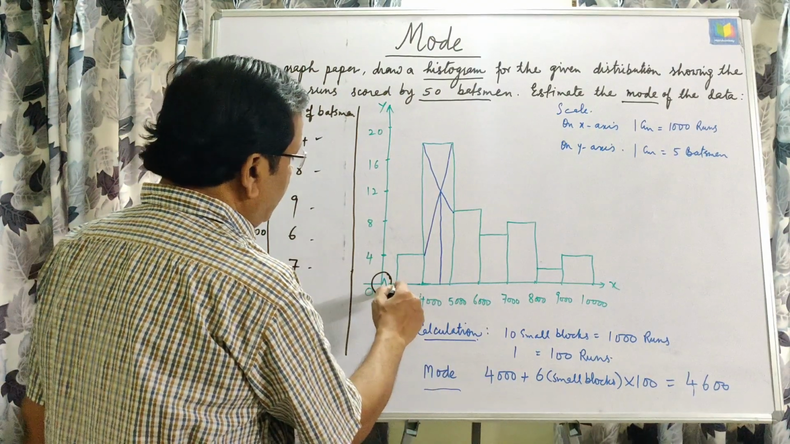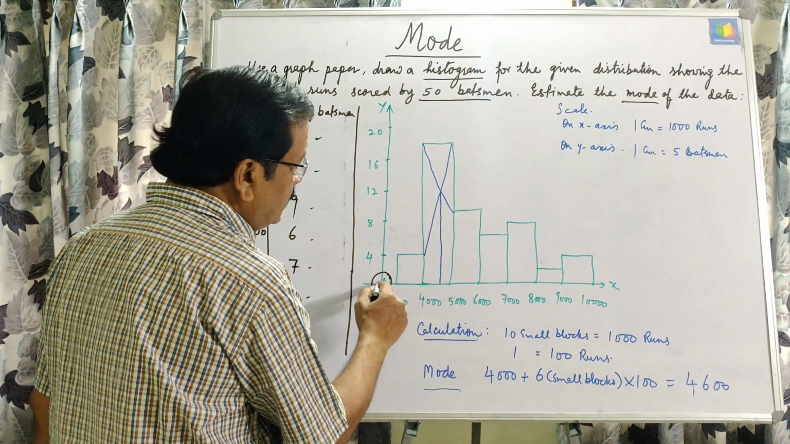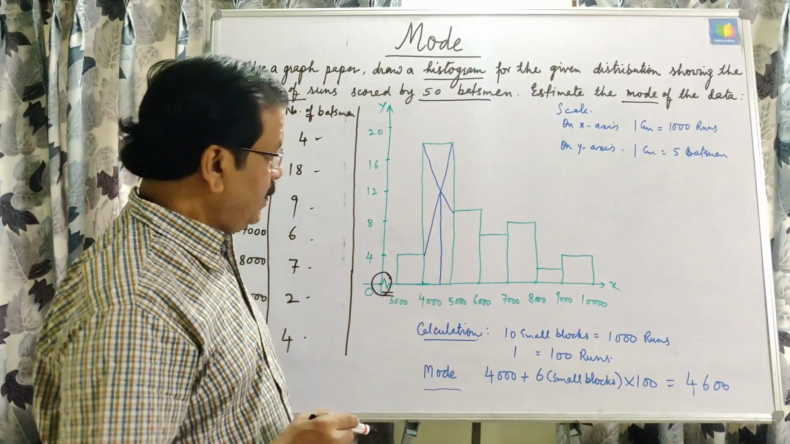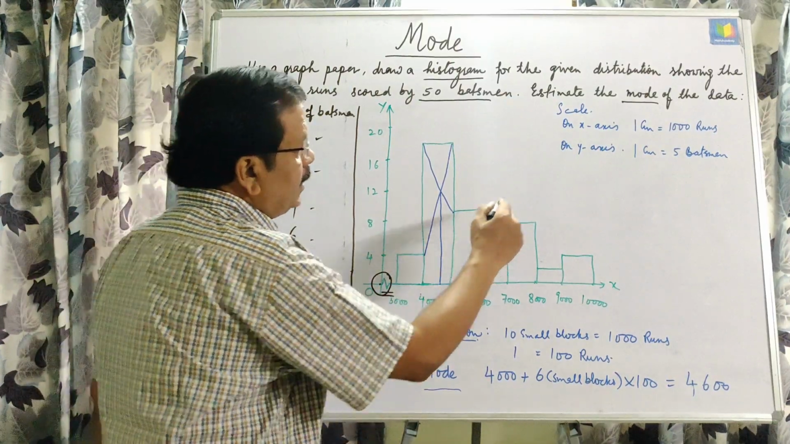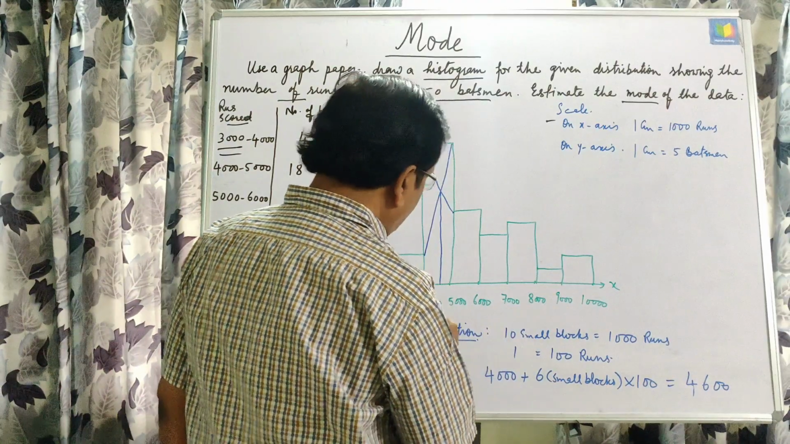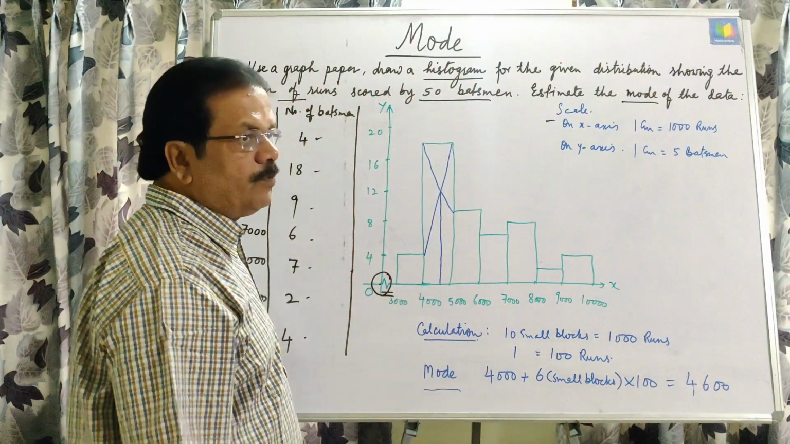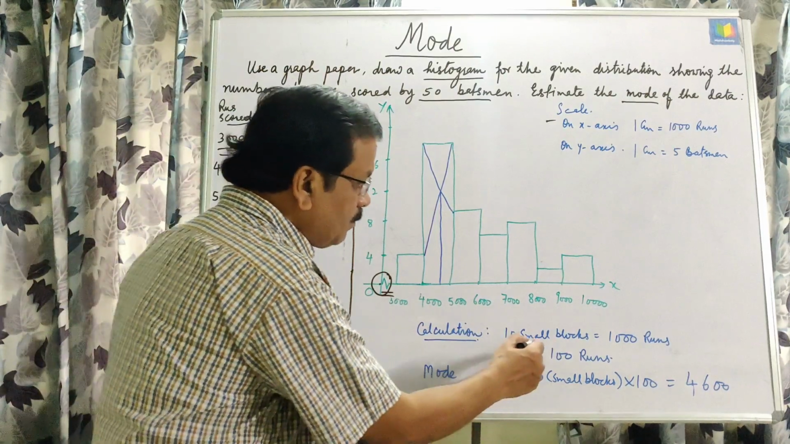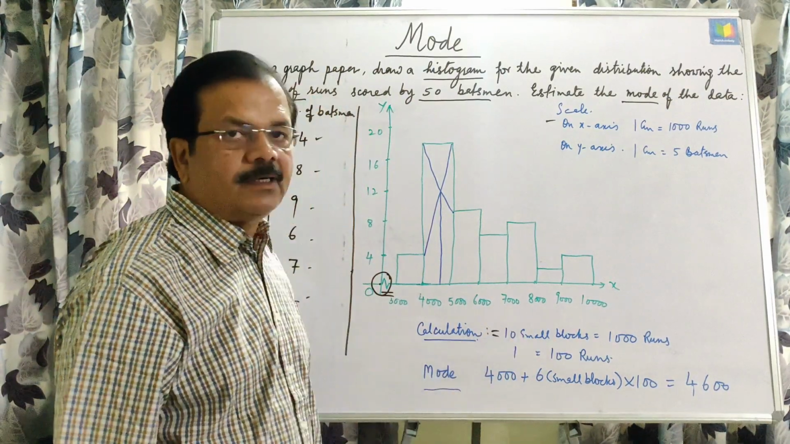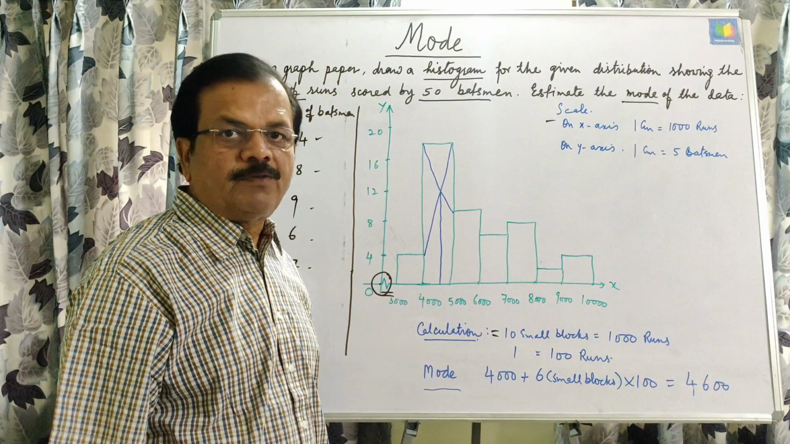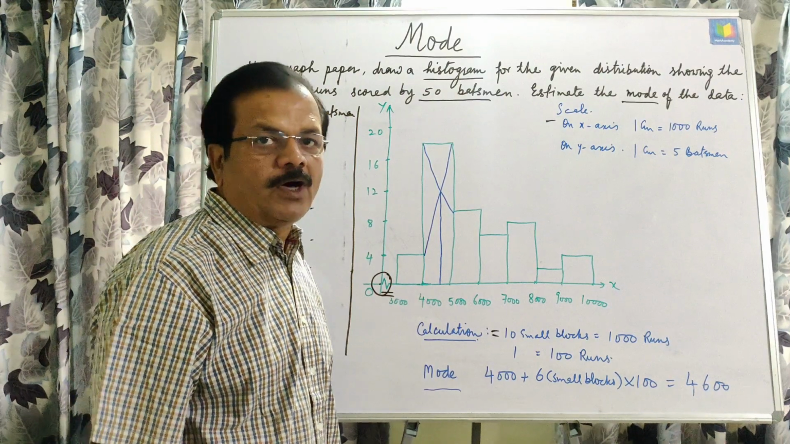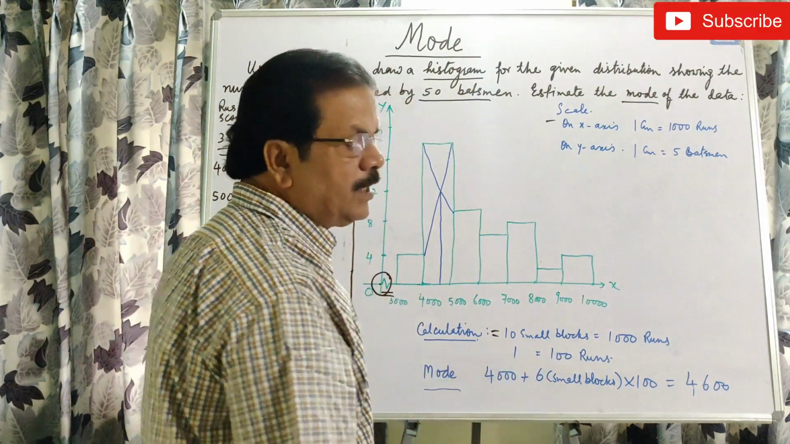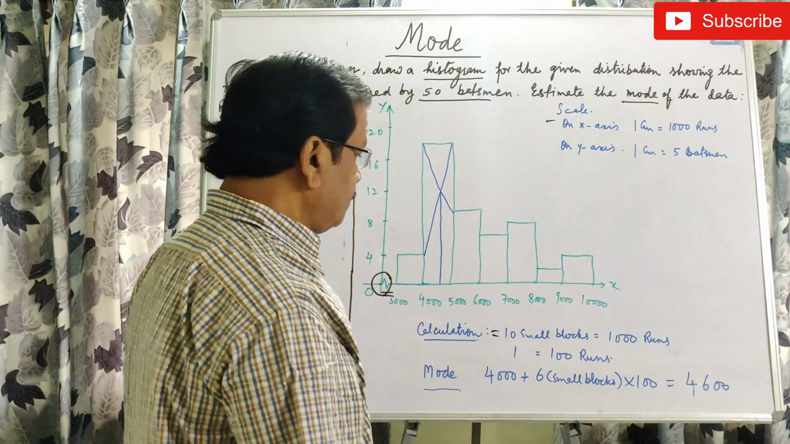Now after making this kink, meaning the 0 to 3000 range, then taking the scale, on the x-axis 1 centimeter is equal to 1000 runs. Now in some graph papers you will find 10 small blocks in 1 centimeter. In some graph papers you will find 5 small blocks in 1 centimeter. You can measure accordingly. Okay.